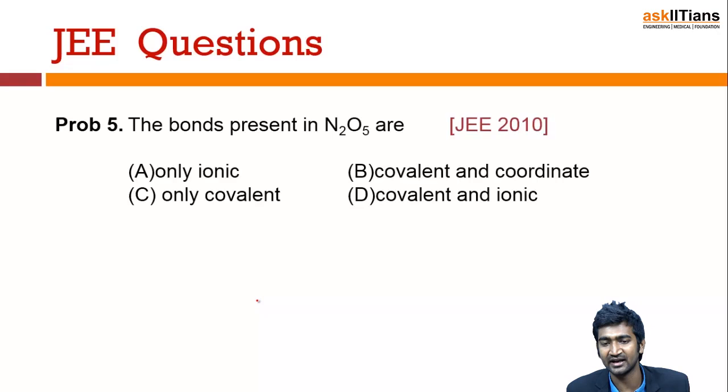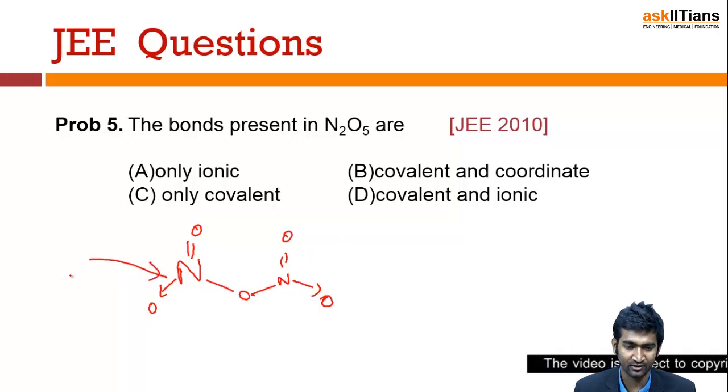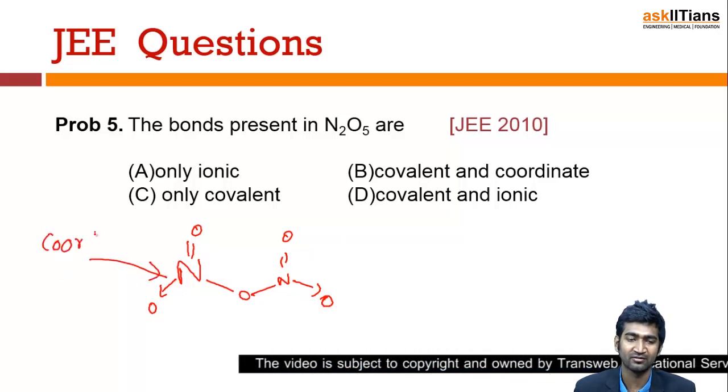The bonds which are present in N2O5 are what? This is from JEE 2010. This question already came. The bonds which are present in N2O5. So I hope you know the structure of N2O5. If you don't know, just look here. It's like this. And over here, N2, 1, 2, 3, 4, 5, N2O5. So here you can see this, which I have drawn with an arrow. This is your coordinate bond or dative bond.